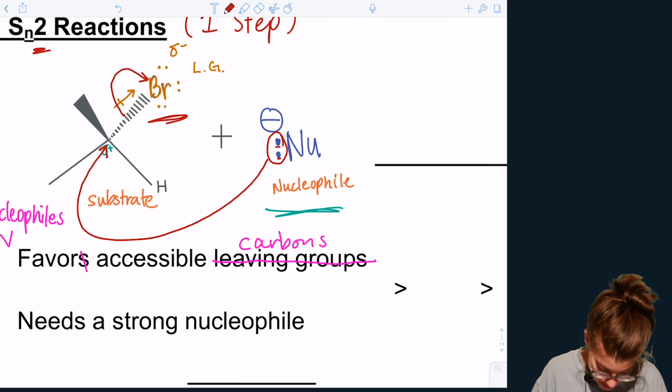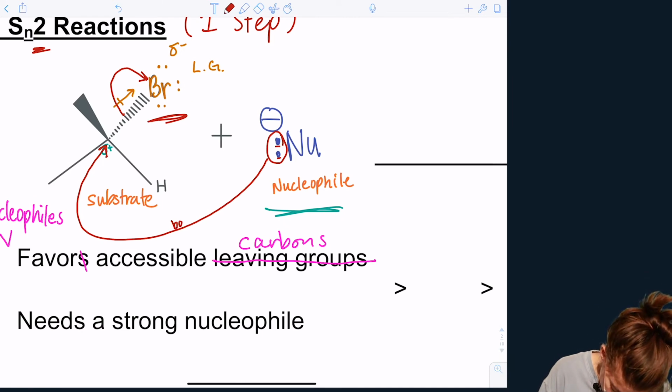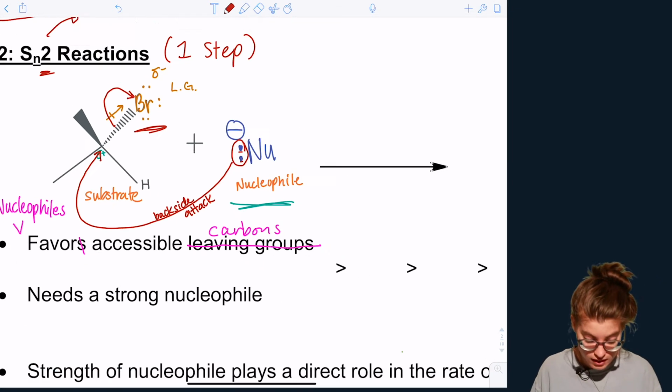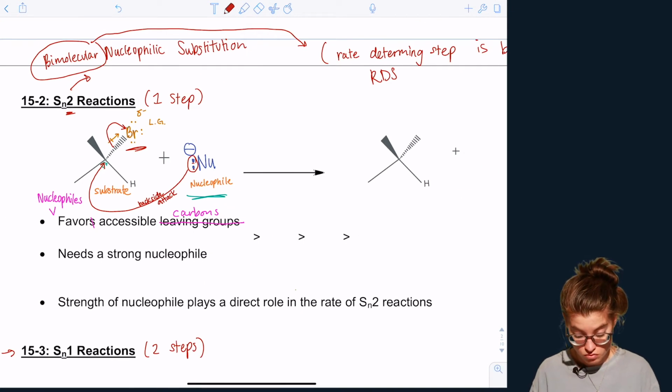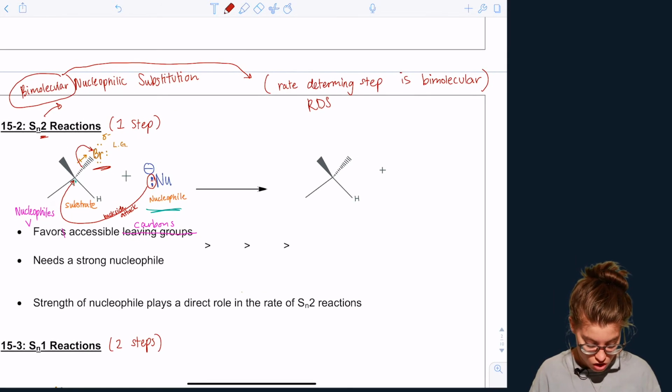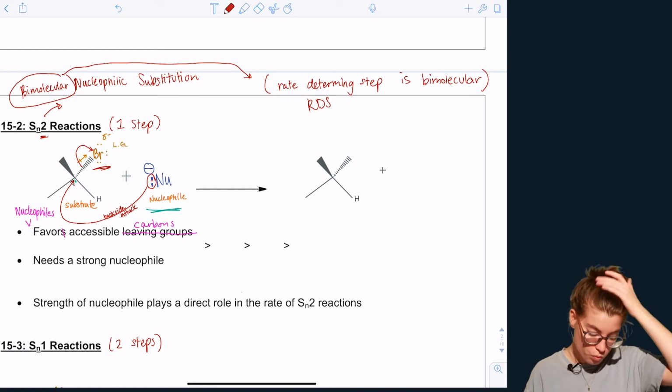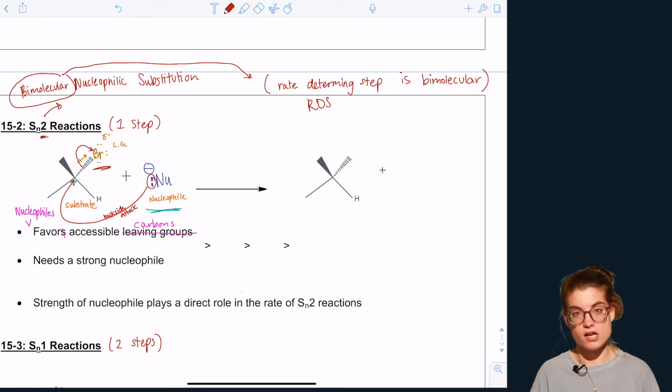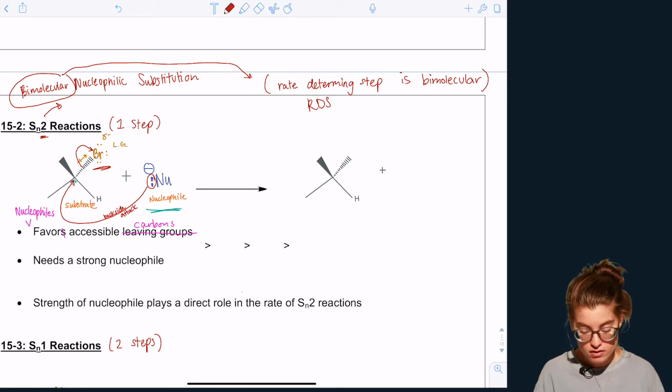So let me write here, because this is very important. Backside attack. Okay, that is something that is specific for the SN2. Well, it's important in the SN2 reaction. Okay, so right now the leaving group is on the dash. So if the nucleophile attacks from the opposite side and forms a bond, what's the opposite of the dash?